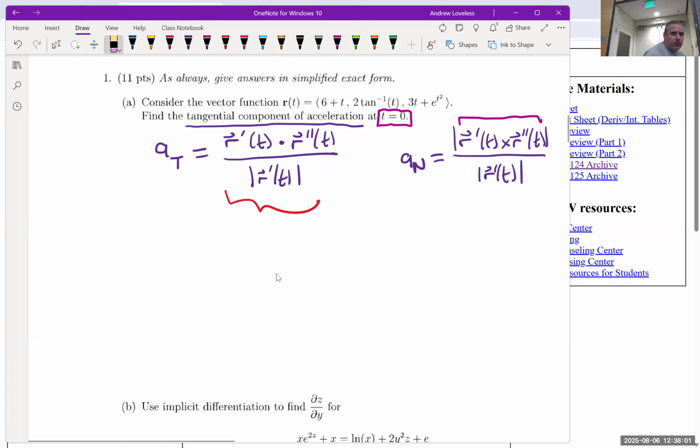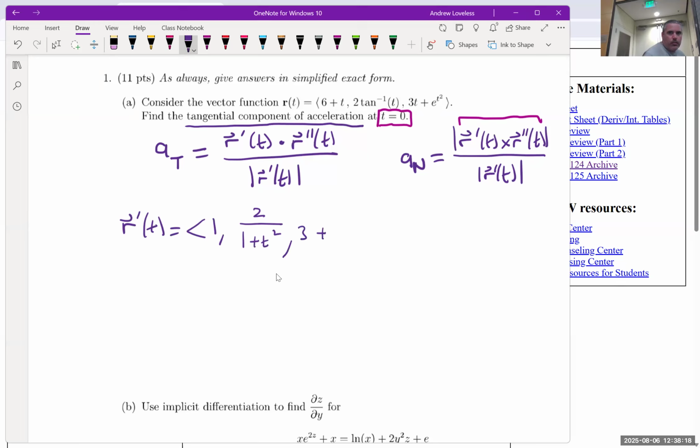So a question like this is really about computing the derivatives. Probably the hardest part of this question is you had to remember what the derivative of arctangent was. So you had 1, 2 over 1 plus t squared, 3 plus. So I had to do some derivative work there. And I need the second derivative. So this was probably the hardest part of this. This is a particular challenge. Now, in the end, this question is just asking you to plug in a number. But I think the challenge for students here was derivative work.